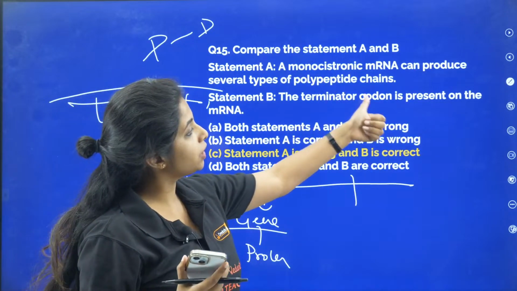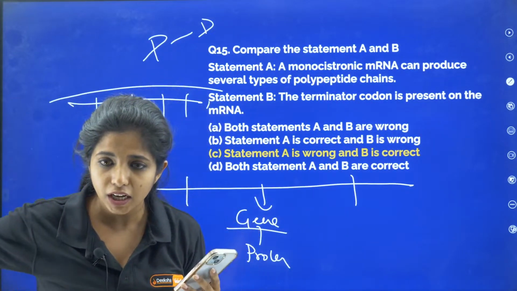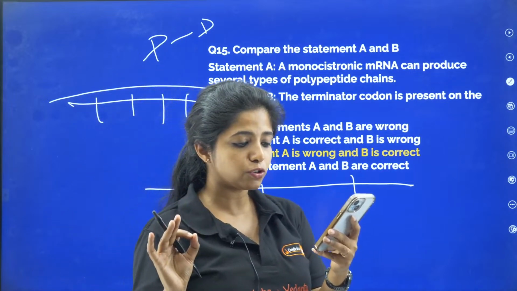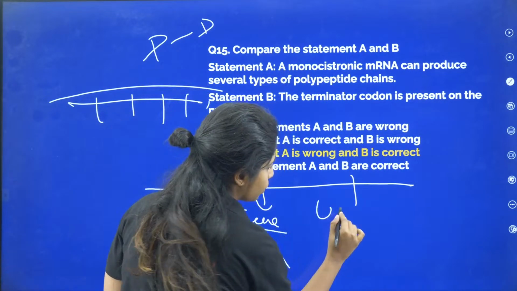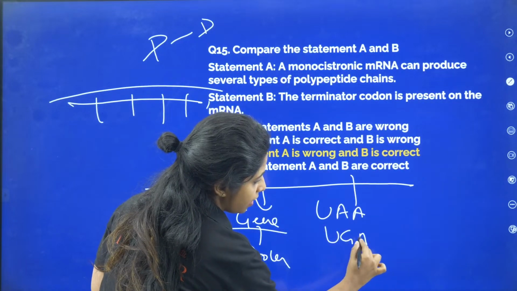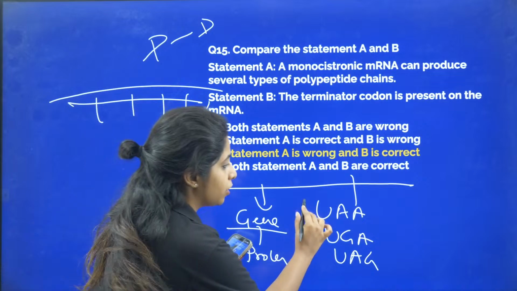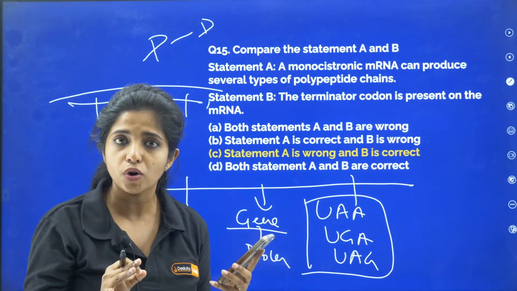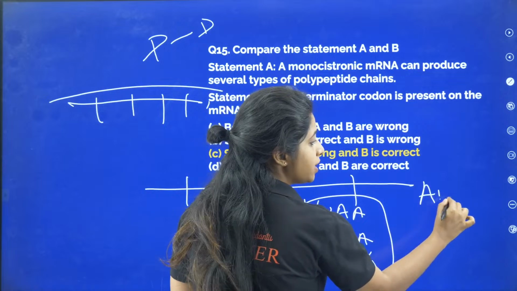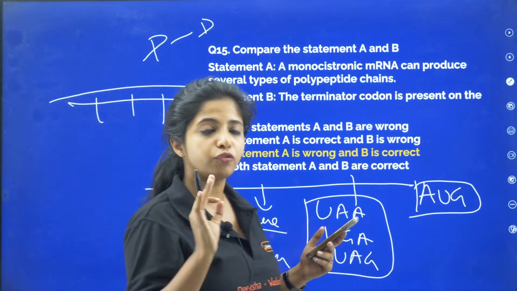Yeah. Now, terminator codon is present on the mRNA. Do you think terminator codon is present on the mRNA? Yes, my dear children. What are the 3 terminator codons that you have? You have 3 of them: UAA, UGA, and UAG. I'll tell you: UAA, UGA, and UAG. Okay, works. These are the 3 terminator codons. Repeat with me: UAA, UGA, and UAG. What is the start codon? You have just one start codon, and that is AUG, and AUG also codes for what? Methionine. It also codes for methionine.